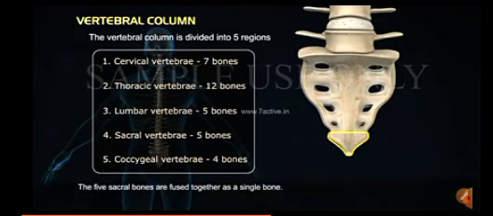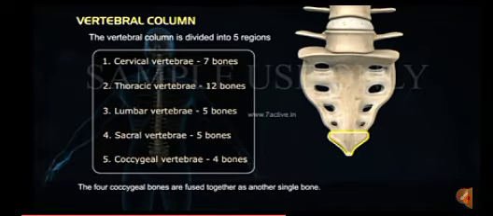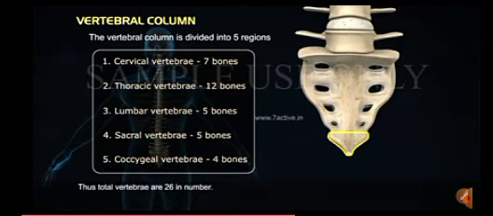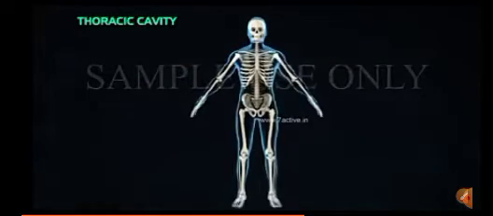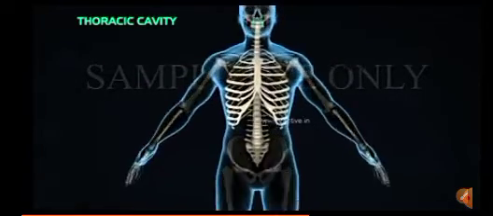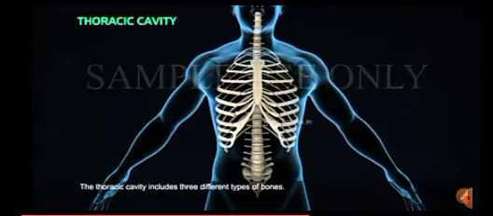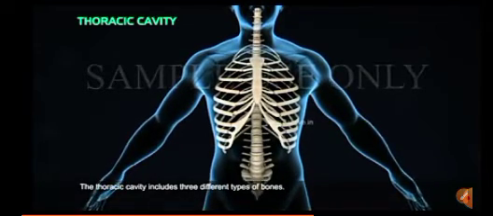The 5 sacral bones are fused together as a single bone. As you can see here, the 4 coccygeal bones are fused together to make a single bone. That is why 28 plus these 4 gives 33 in number. The total vertebrae is 28 in number, and as the bones are fused, it makes 33 bones.